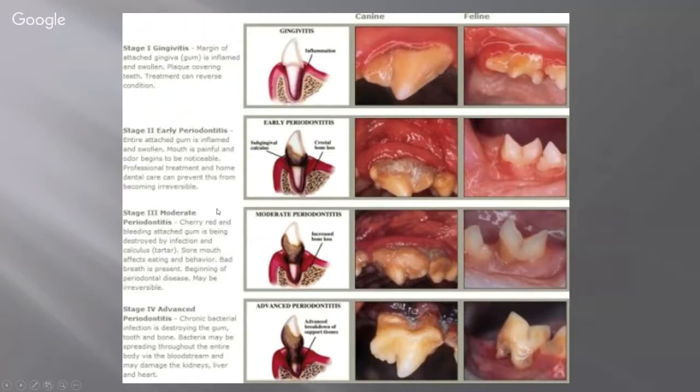When we draw a line here between stage 2 and stage 3, that's the point at which we can recover the mouth to get it to be a normal mouth again. Once we hit stage 3, this is irreversible. We are going to lose some teeth.